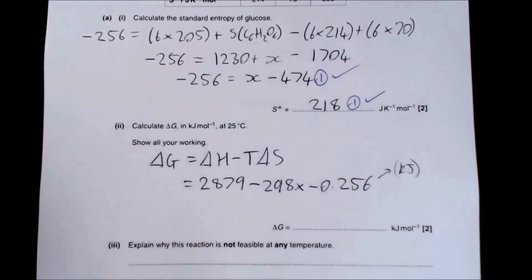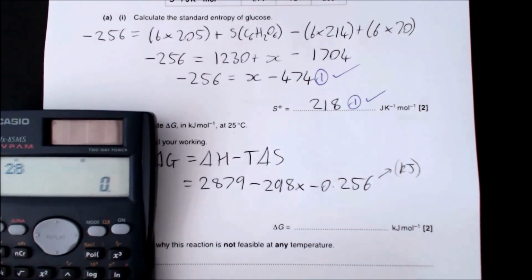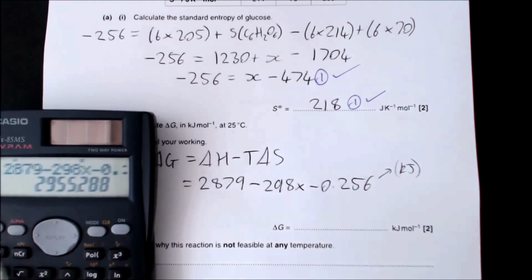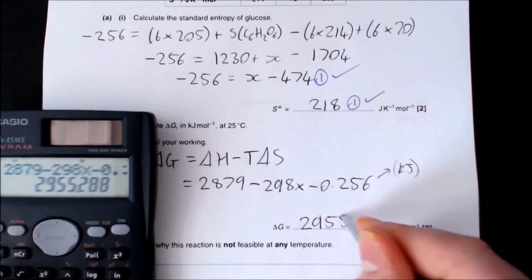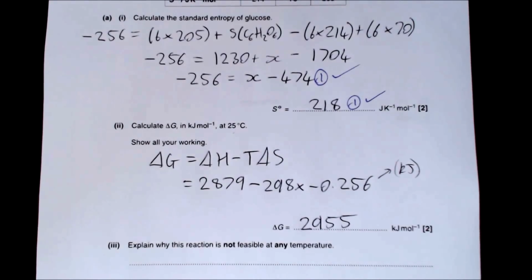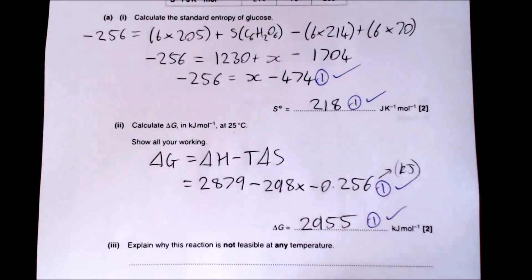Okay, so that's really important to do, because if you miss that bit out, your number will come out far too big. And then if you put all that in your calculator, we should have 2879 minus, and then we're going to do 298 times by minus 0.256, and we should get our final answer to be 2955. So put that in there, 2955, and that is in kilojoules per mole. So that's fine because we converted this one to kilojoules at the top here. So again, 2 marks, 1 for that one and 1 for that one.